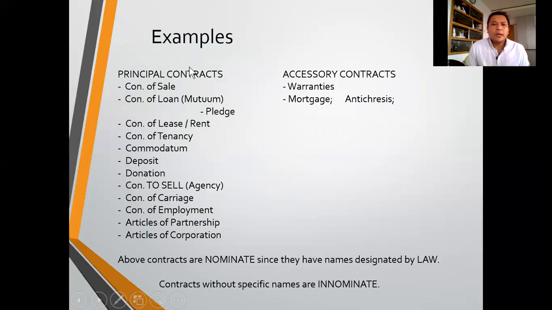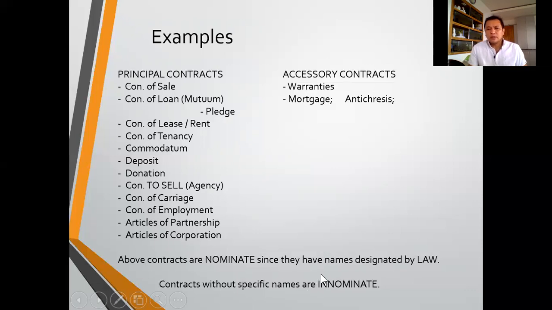So here I have divided the contracts into either principal or accessory, or nominate or innominate. So these are the nominate contracts I have written here. So what are nominate? Nominates are contracts which have names designated by law. So there are specific names assigned to them. So those contracts without specific names are called innominate.